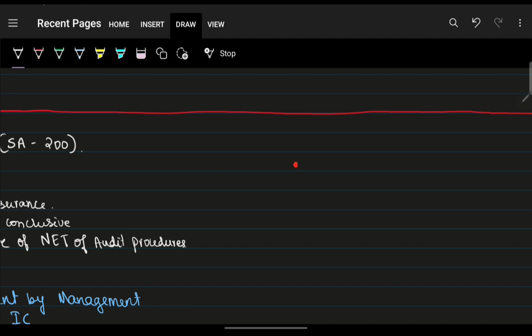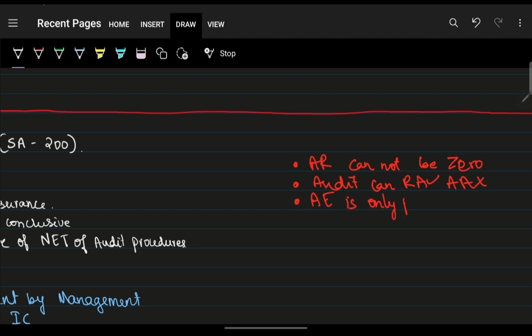Firstly, what do we have to write? Audit risk cannot be zero, right? It cannot be reduced to zero, right? And audit can give only reasonable assurance. It cannot give absolute assurance. It can give reasonable assurance, it cannot give absolute assurance. Third one, audit evidence is only, be careful about what you write here, persuasive. It's persuasive, not conclusive.